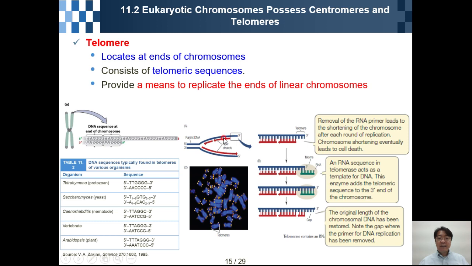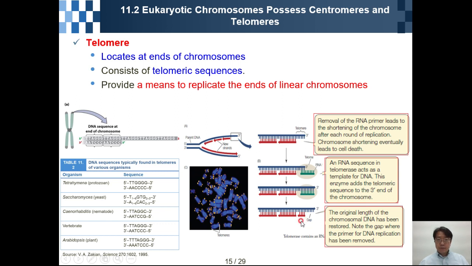This is the lagging strand with the Okazaki fragment. At the end, removal of a primer leads to the shortening of the chromosome after each round of replication. Usually chromosome shortening eventually leads to cell death. In this case, the telomerase: the RNA sequence in telomerase acts as the template for DNA, and this enzyme adds the telomeric sequence at the 3' end of the chromosome. So they fill the gap like this. Finally, the original length of the chromosomal DNA has been restored.